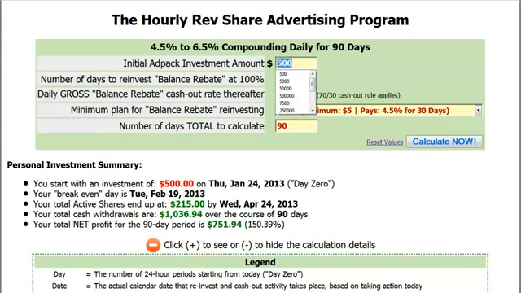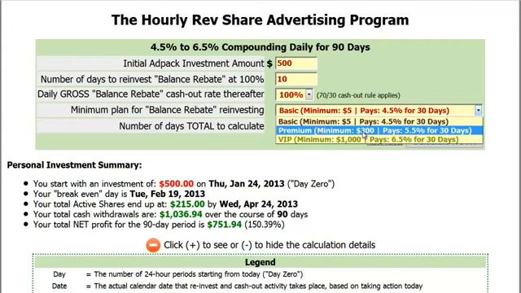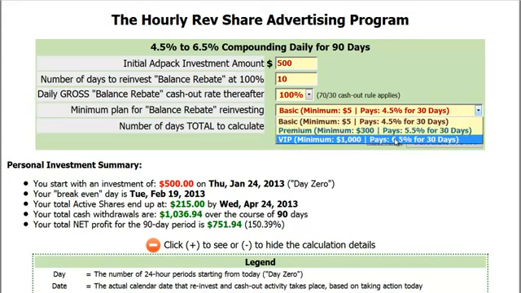What will happen is this $500 will be automatically allocated to the most appropriate ad package. There are 3 different ad packages. They're known as Basic, Premium, and VIP. Basic requires a minimum of $5 and it pays 4.5% for 30 days. Premium requires a minimum of $300, pays 5.5% for 30 days. VIP requires a minimum of $1,000 and pays 6.5% for 30 days.